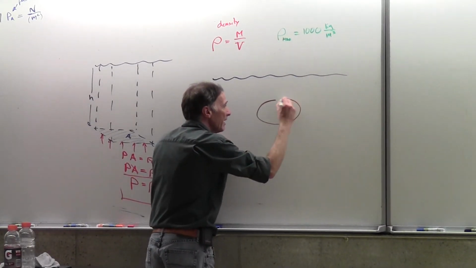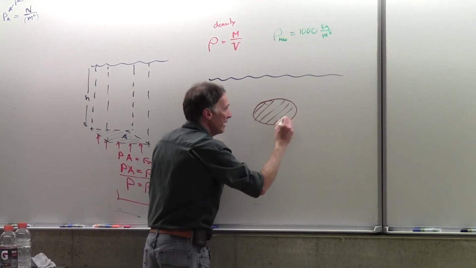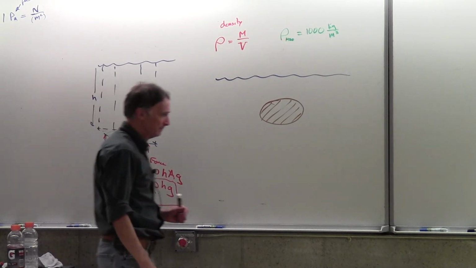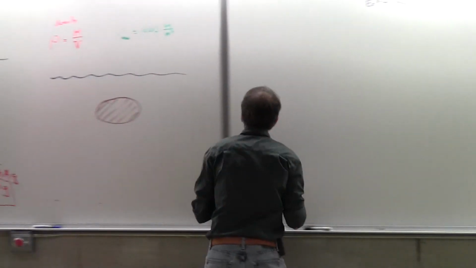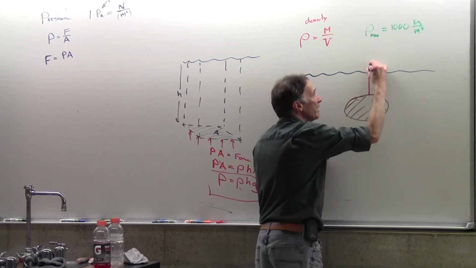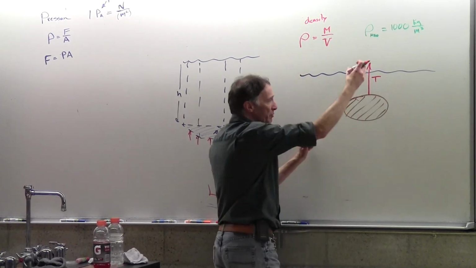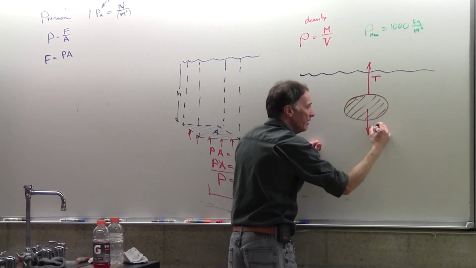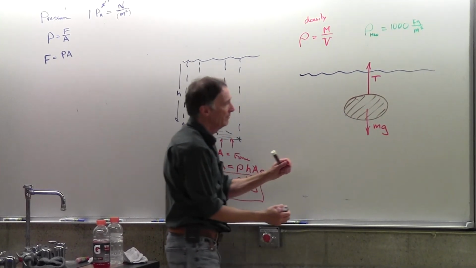And it turns out this rock could have any kind of shape. We're going to support it with some forces. Let's say I had that scale working properly. I'm going to have some kind of tension here, and this is what the scale is going to read. Gravity, of course, pulls down on this thing. This is going to be mg.